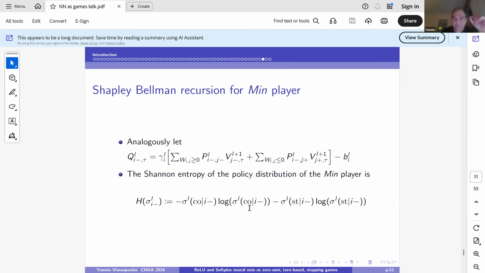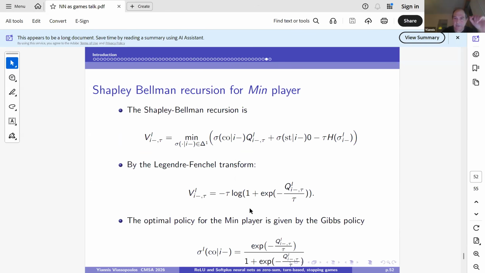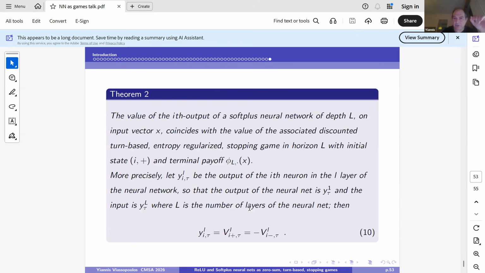And then you have another theorem. This is the same thing, but for the min version. And then finally, we have another theorem which tells you exactly the same thing, but for the Softplus networks. In other words, if you replace the ReLU activation with this Softplus activation, then the output of any neuron is going to be, so you have twice the number of states. For every neuron l_i, the output is going to be the value of the game at l_i plus minus the value of the game at l_i minus. So yeah, I think I'm going to stop here. We're really running out of time.